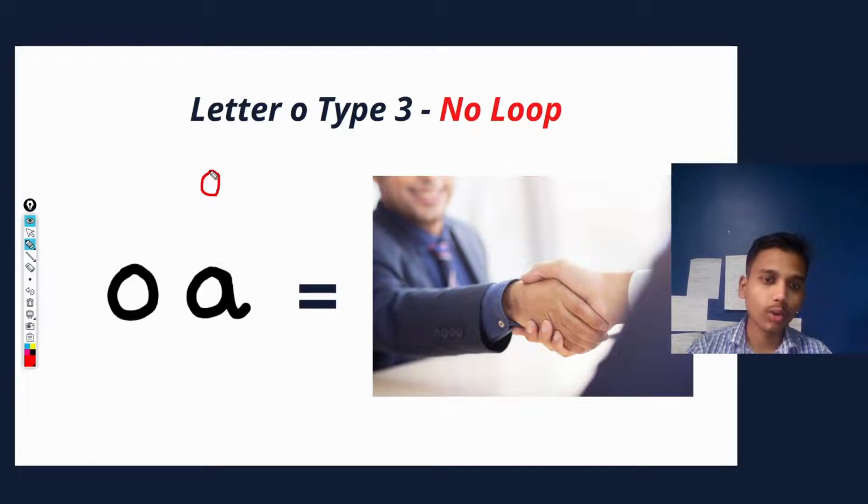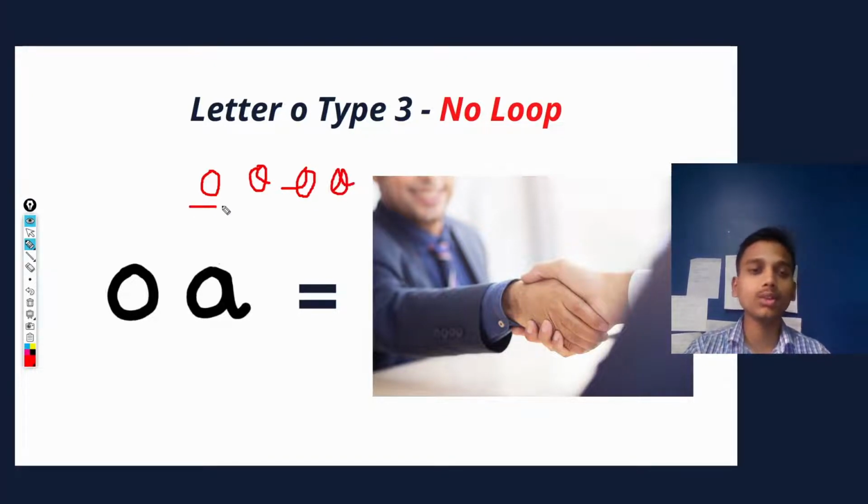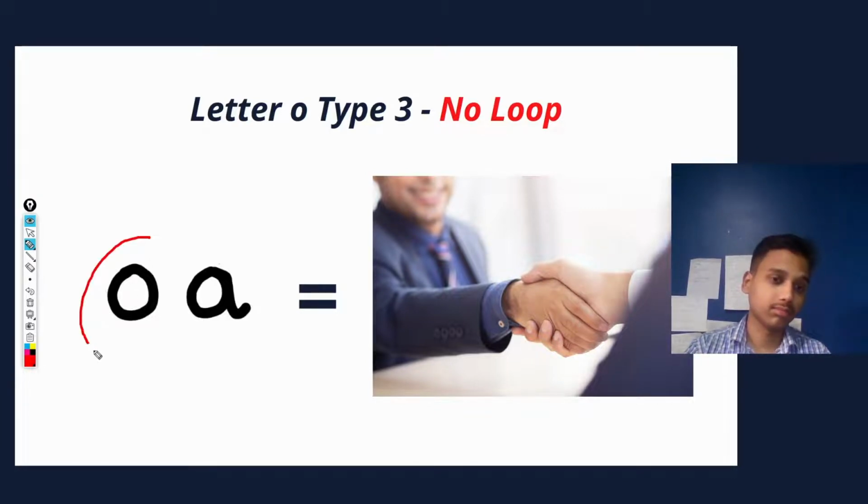O is written in many different ways. One is like this, one is like this, and one is like this. There are other loops as well, yet this is the loop which we are studying here. So any writer who doesn't have any inside loop, whose O is clear, falls under this category. As simple as that.